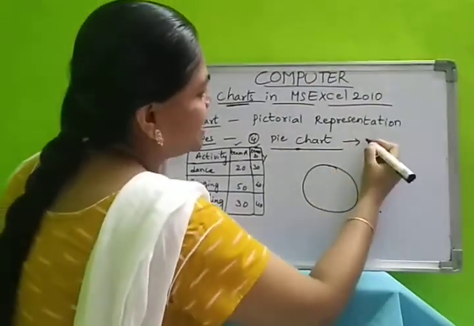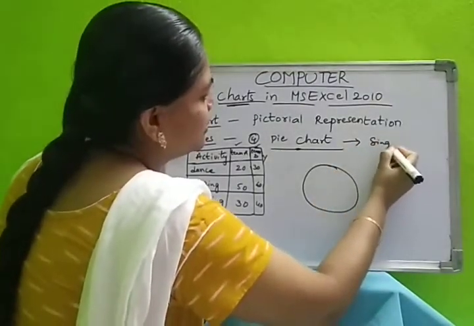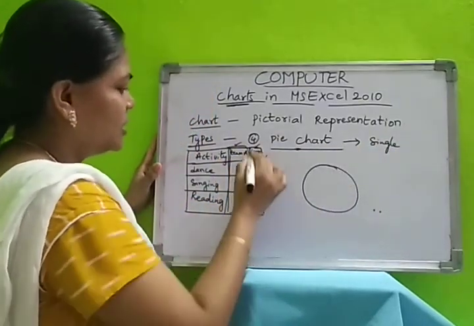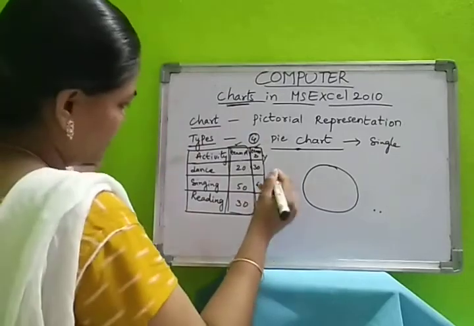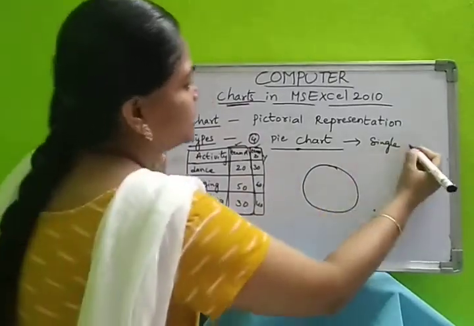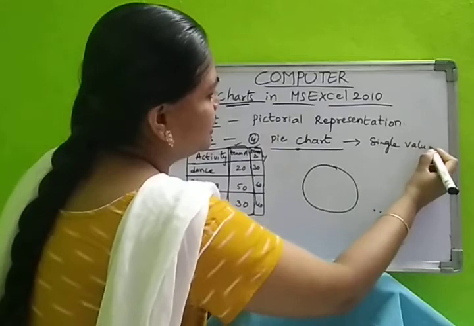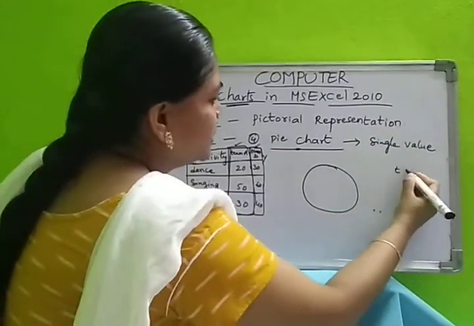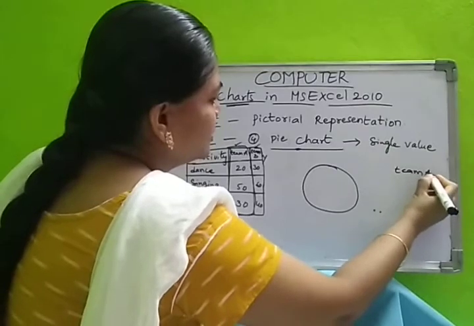In this pie chart only single values are taken. That means either team A it will take or team B you have to give. Okay, we will just draw for team A. A single value it will take. So for team A we are taking.